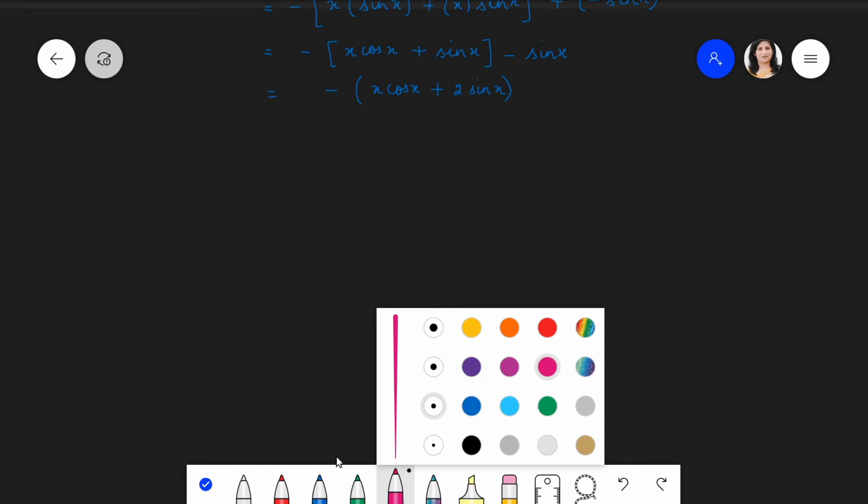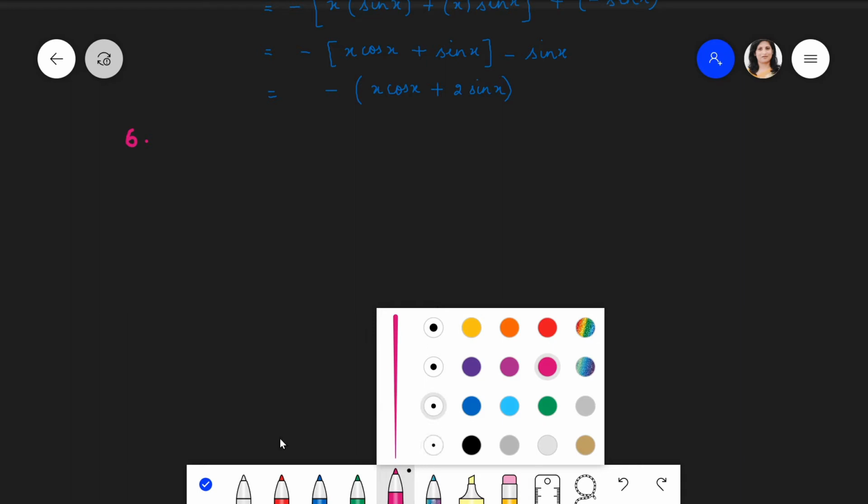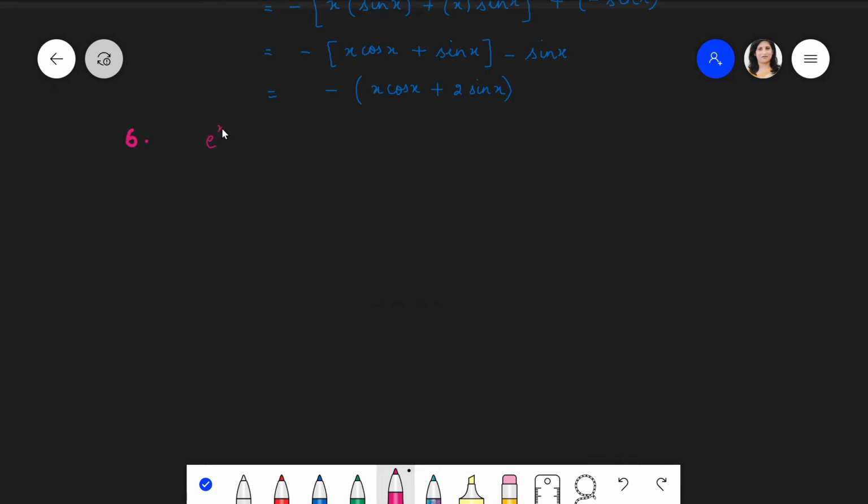Next question we'll try out is question number 6. The sixth question is e to the power x sin 5x. This function is y. Finding the first order derivative with respect to x using the product rule.